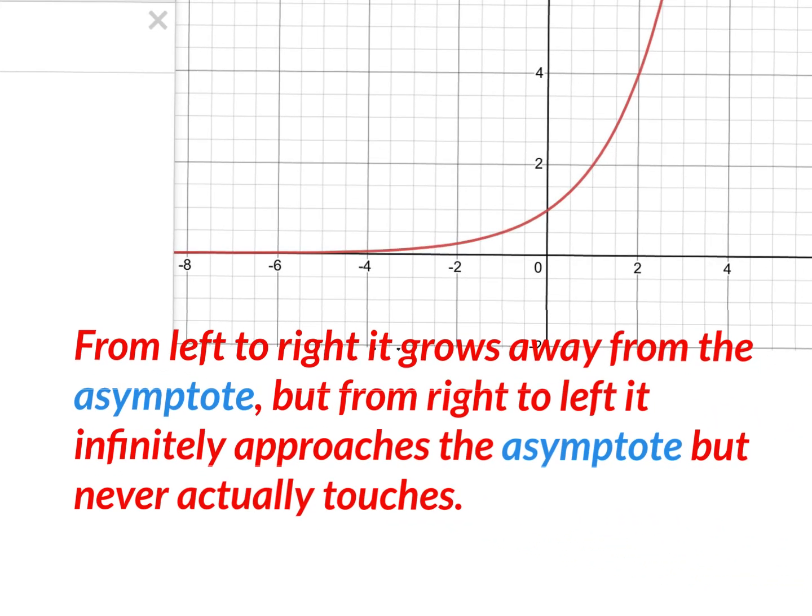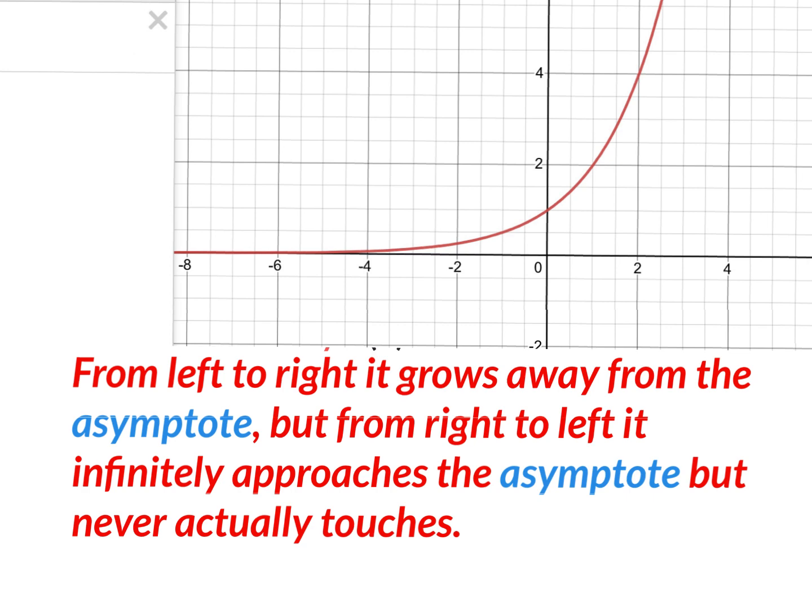And I actually typed that up right here. It says from left to right it grows away from the asymptote, but from right to left it infinitely approaches the asymptote but never actually touches. So we always look at graphs from left to right. From left to right it's growing away from the asymptote. In this case the asymptote is the x-axis, which is the line y equals 0. Okay. And from left to right, it's growing away from it. Like, look, right here, there's not much distance between. But as you go this way, there's a bigger distance. You go over here, there's a bigger distance, right? So as you go from left to right, it grows away from the asymptote.